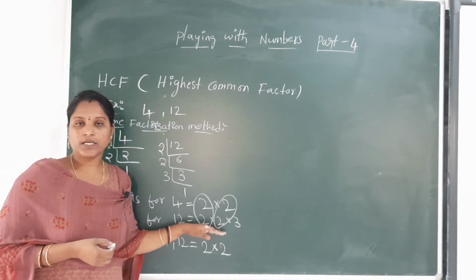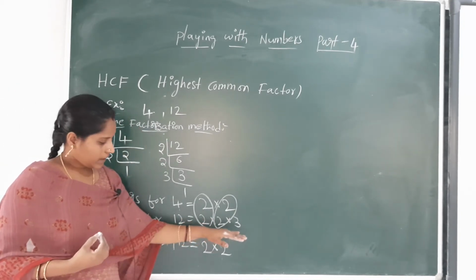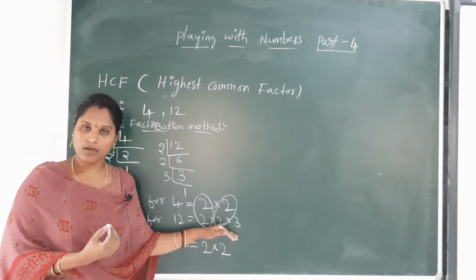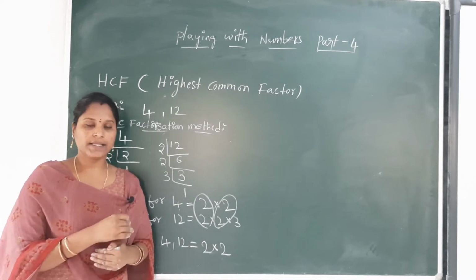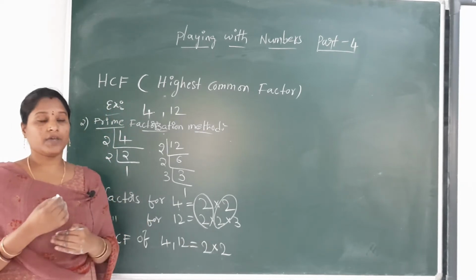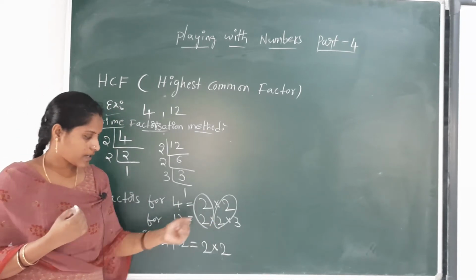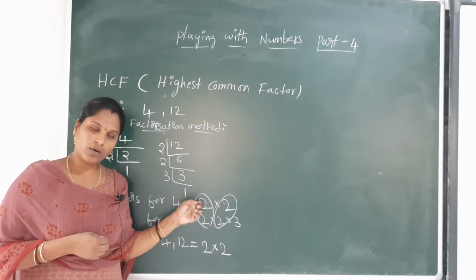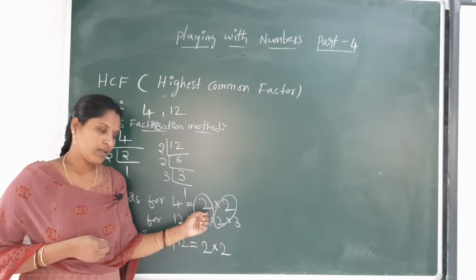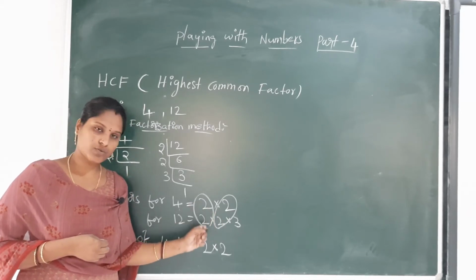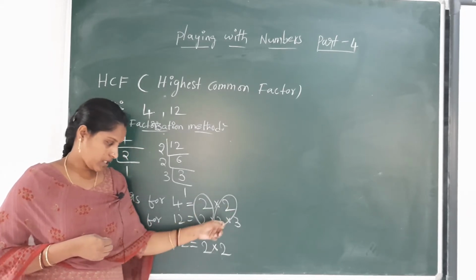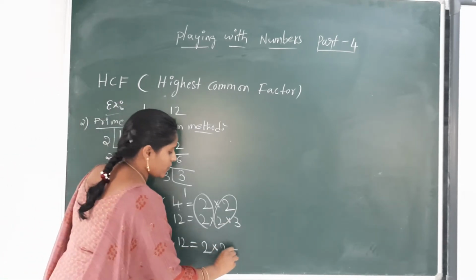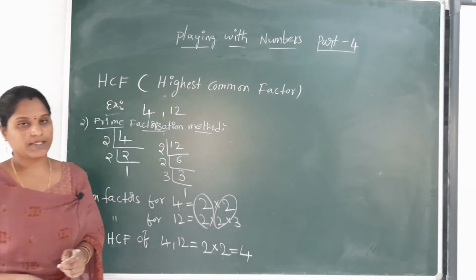Here in this HCF, no need to take uncommon factors. But in LCM, we have to take uncommon factors also. But in HCF, we have to take only common factors. Here what are the common factors? 2. From these 2 2's we have taken 1 2, and from these 2 2's we have to take 1 2. 2 2's are 4. So 4 is the HCF.